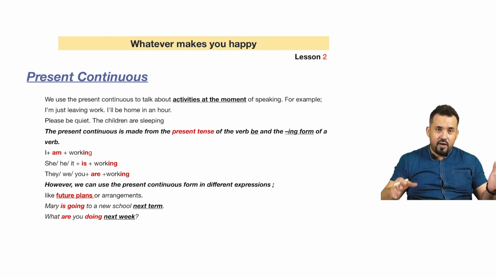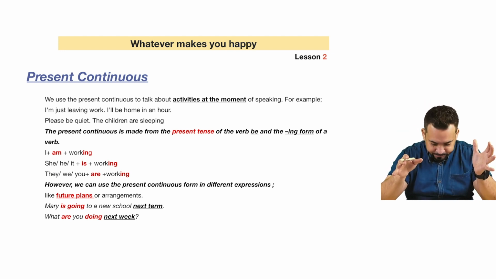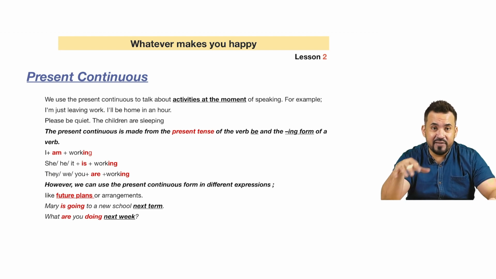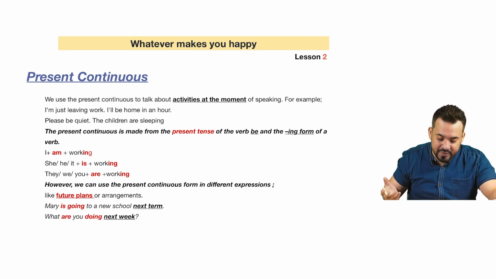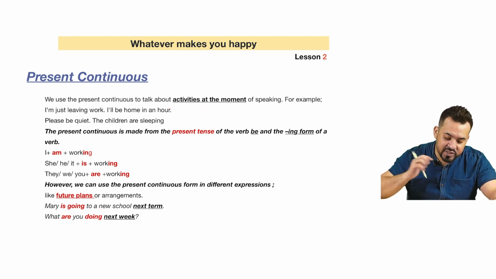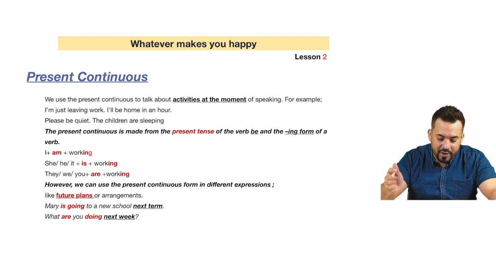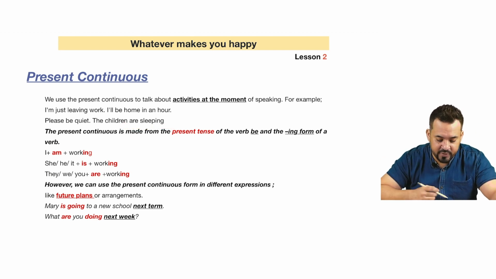Now, let's talk about today's tense, which is the present continuous. We use the present continuous to talk about something that is happening right now, at this moment. You all know that, right? So, activities at the moment of speaking. For example, I'm just leaving work, I'll be home in an hour. Or, please be quiet, the children are sleeping. It means at this moment they're sleeping.